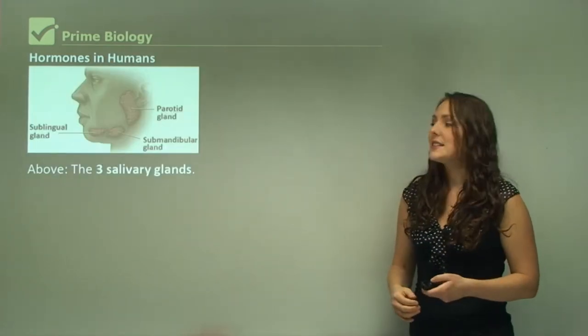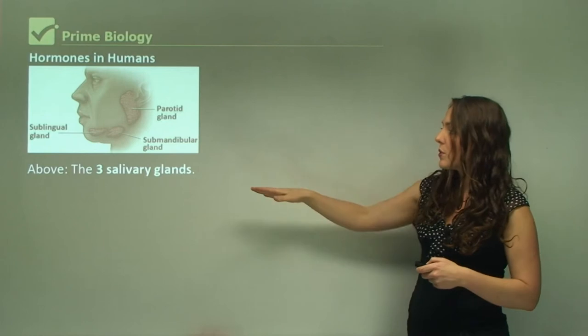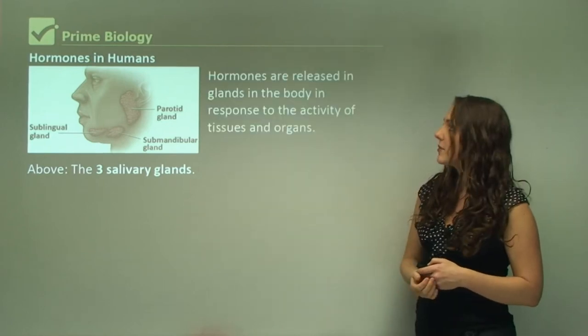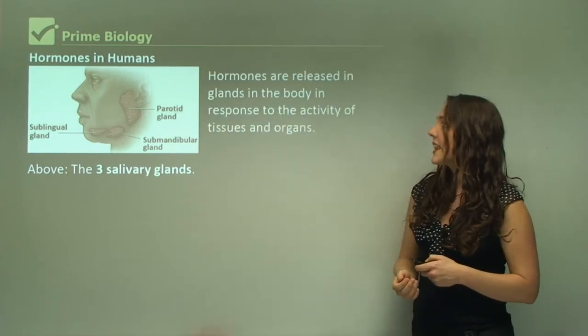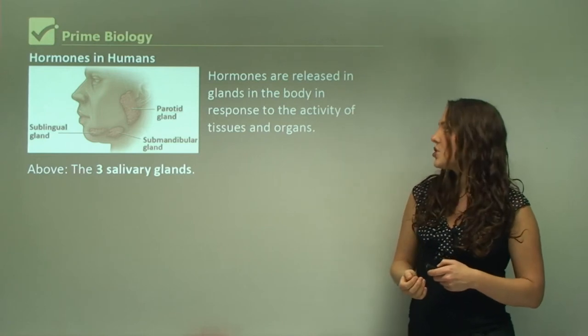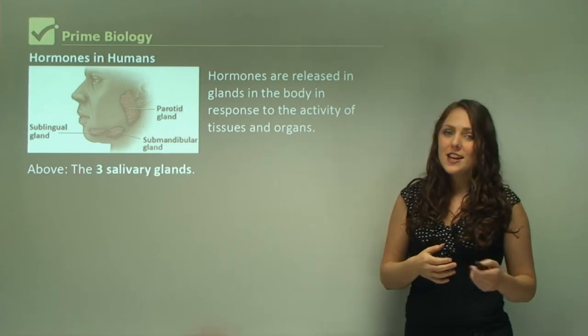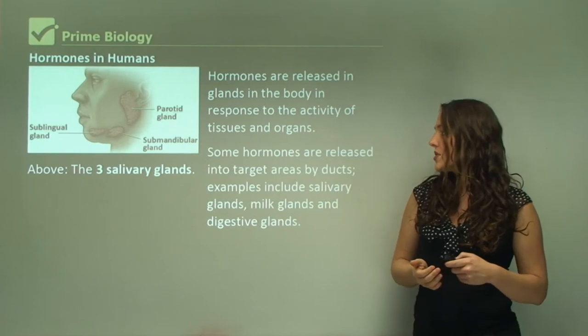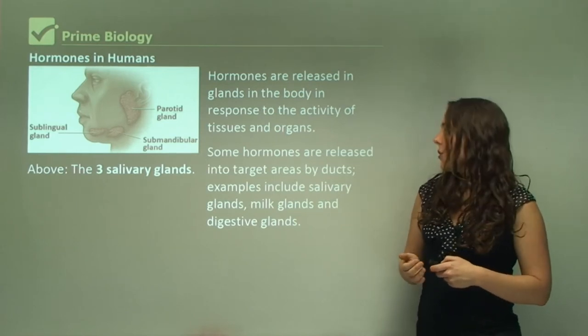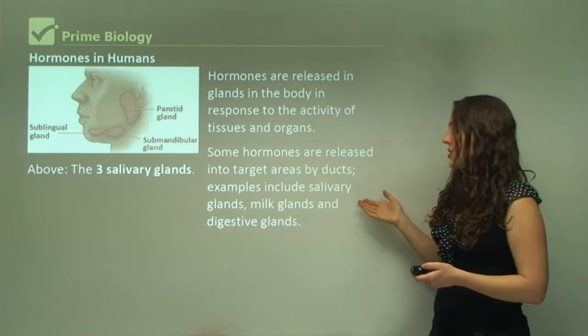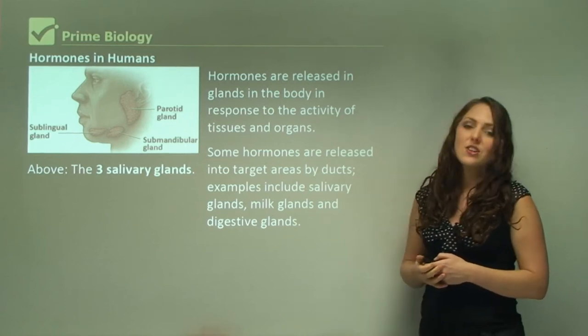So hormones in humans. Above, we've got three salivary glands in this picture here. Hormones are released in glands in the body in response to the activity of tissues and organs. Some hormones are released into the target area by ducts. So for example, this includes salivary glands, milk glands, and digestive glands.